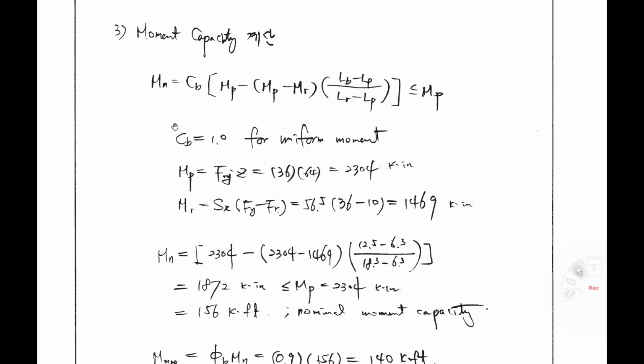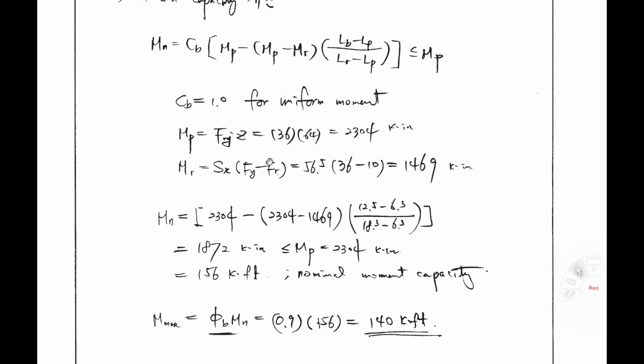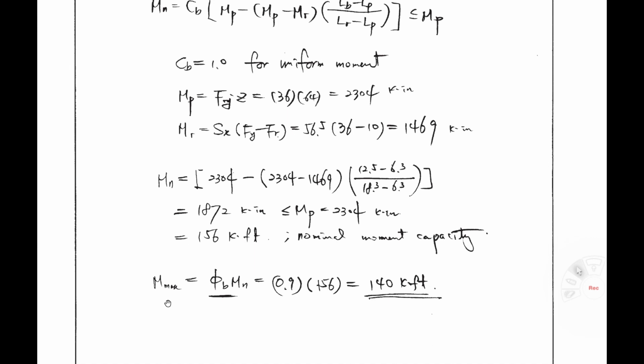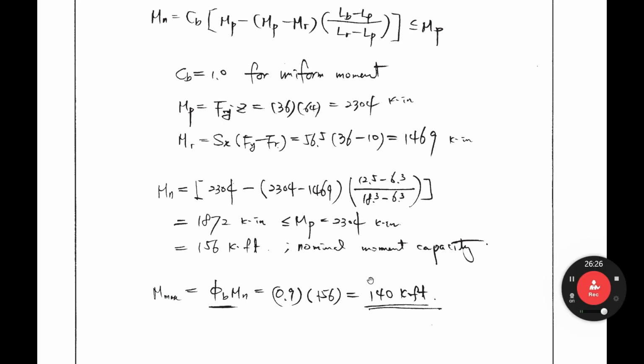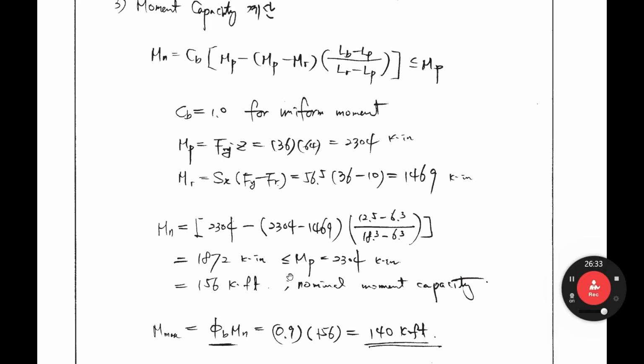Your Cb equals 1. The plastic moment equals this one. Mr equals Sx times Fy minus Fr, where Fr is the residual stress. You know all these values, so you can calculate Mn. It is the nominal moment capacity. If you apply the resistance factor 0.9, you can get the design moment capacity. I have covered up to the design example.